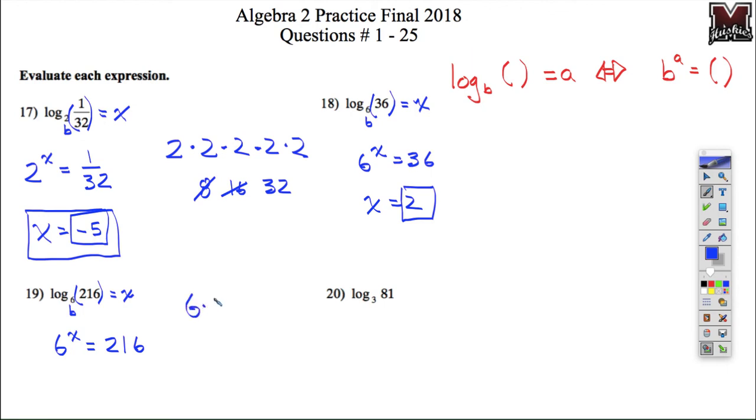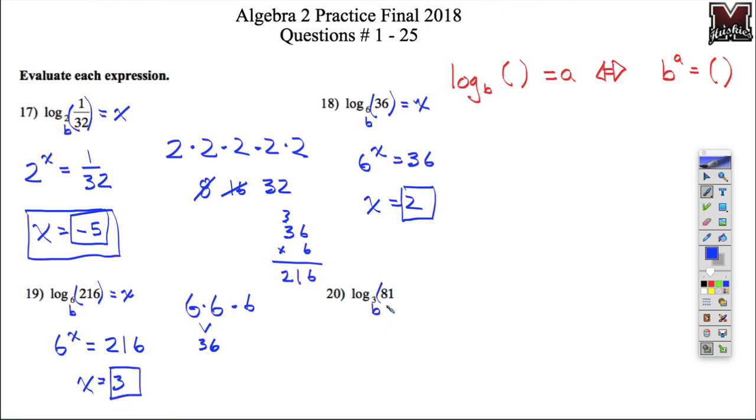So 6 times 6, that's 36. Okay, we'll multiply by 6 again. 6 times 36. I have to do some scratch work here. 36 times 6. 6 times 6 is 36. And then 6 times 3 is 18. 18 plus 3 is 21, so 216. There it is. So it's just 3 6s. So I need to multiply 3 times. So x is equal to 3. Correct answer is 3. Moving on to number 20.